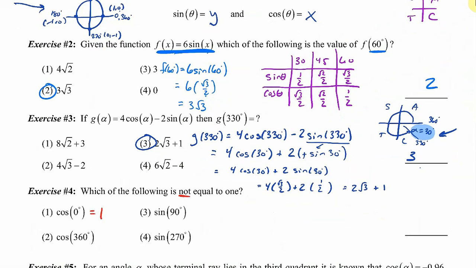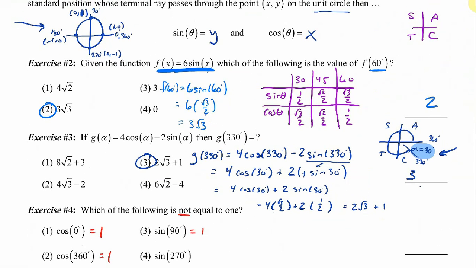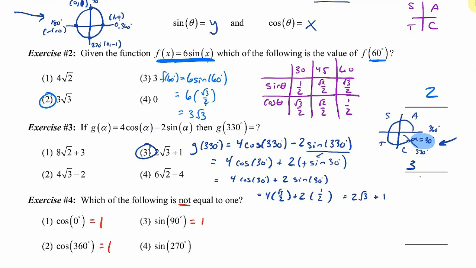Cosine of 360, well, that's the same thing as the cosine of 0. That's also going to be 1. Sine of 90, I want the y-coordinate at 90. That is 1. Sine of 270 is the y value at 270, but that's negative 1. So the one that's not equal to 1 is choice 4 here.